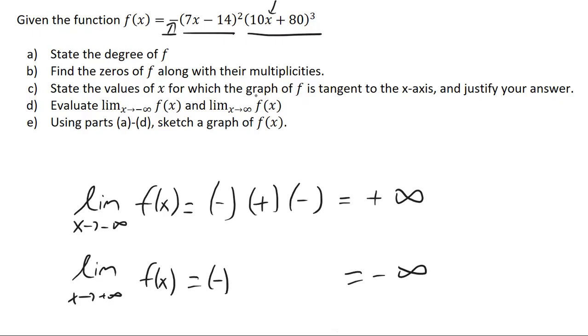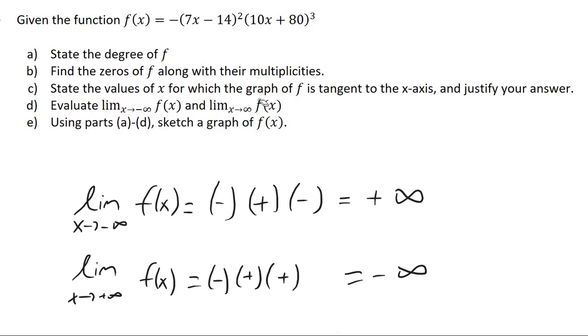We have the negative from the negative sign, okay? When we plug in positive into the second guy, we get some huge positive number, minus 14. That minus 14 is insignificant. We square it, that becomes positive. When we plug in a huge positive number into here, then that is positive plus 80, so that becomes more positive. We cubed it, that is positive. So you can see that that's why that one is negative infinity. Okay, this is one way to go about it.